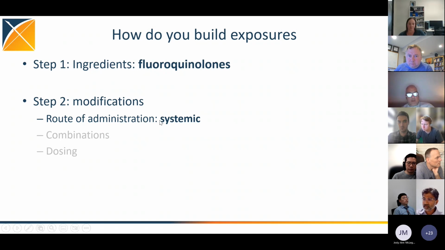And then we have to figure out what the modifications are. In this case, it's systemic. Why is it systemic? You can't get to the urinary tract directly. You actually can. You can do an instillation, but that's not how it's done. You just take these fluoroquinolones systemically, and so you have to limit the exposure to systemic preparation forms.